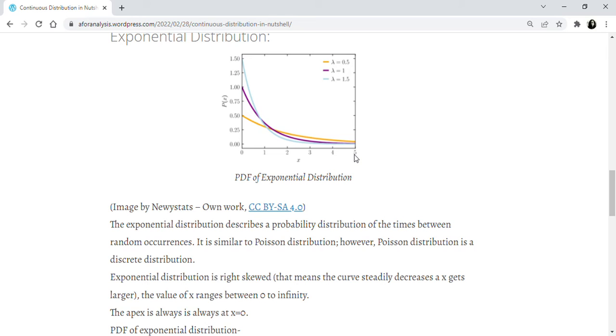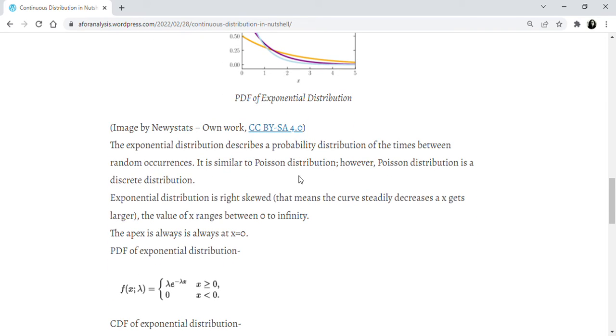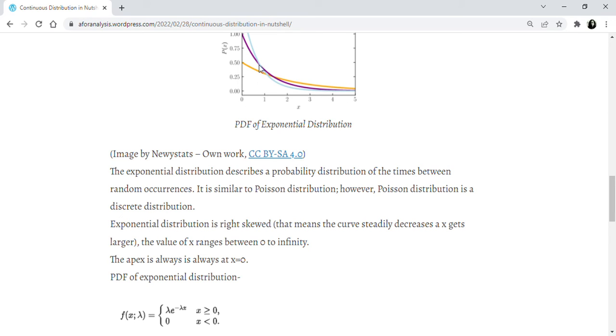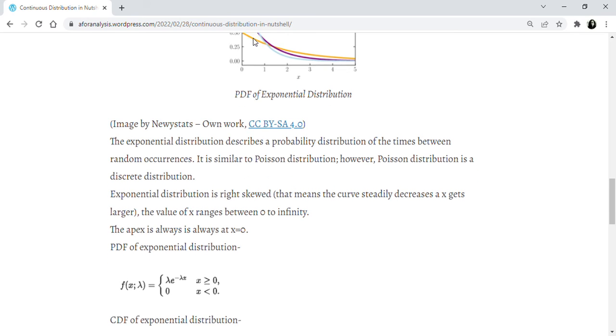So here we have shown only till x equal to 5, but the range of x is actually 0 to infinity, and the apex will always be at x equal to 0. The probability function of exponential distribution looks something like this. When x is greater than or equal to 0, f(x) will be lambda into e to the power minus lambda x, for x greater than or equal to 0, and when x is less than 0, f(x) will also be 0.